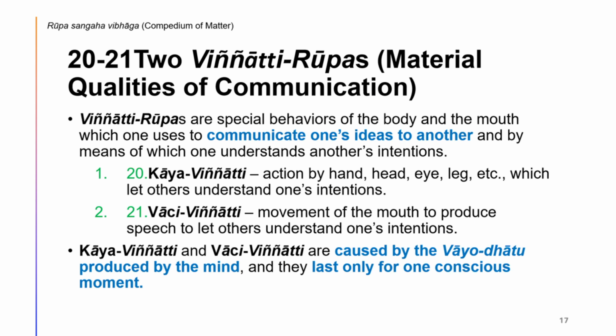So the first way is kaya vinnatti, action by hand, head, eye, leg, etc. Whatever your body can perform, which lets the other party understand one's intention. So this is kaya vinnatti. A gangster wants to bully you, intimidates you with all these kinds of body actions to belittle you, to make sure you are frightened of him. So this is another kind of bullying tactic.